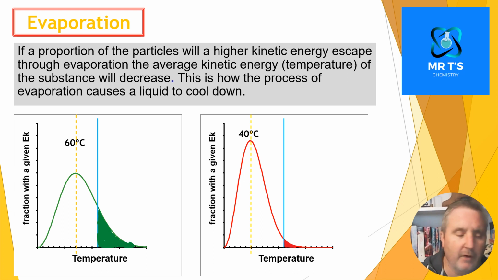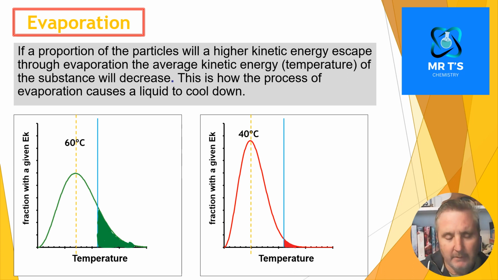All the particles that are left will go around bumping into each other, and on average their energy is smaller. I redraw this bell curve and now I have fewer particles that are over 100 degrees. So when something evaporates, essentially the substance or solution cools down. This is really important. We use this as a cooling mechanism on our skin. The water on our skin will evaporate. As it evaporates, it takes heat energy from our body and cools us down.